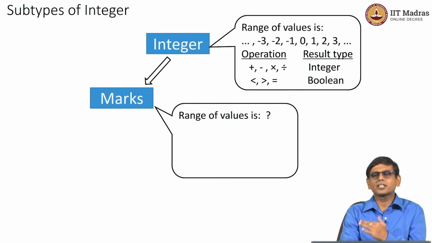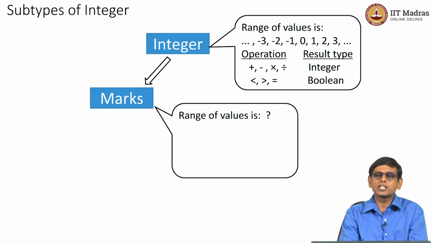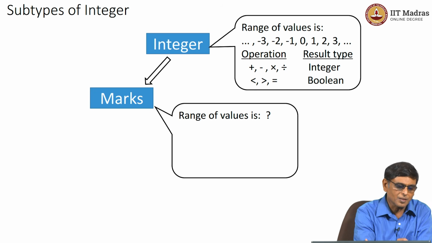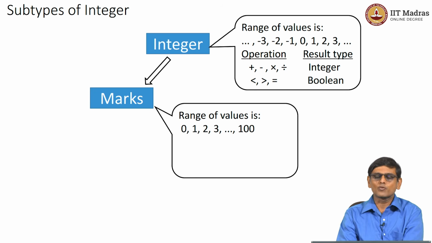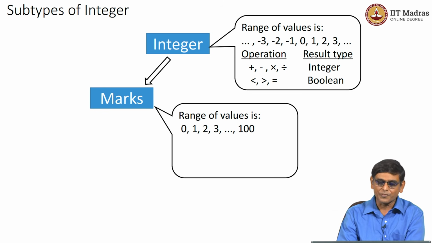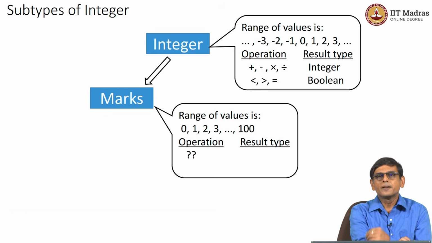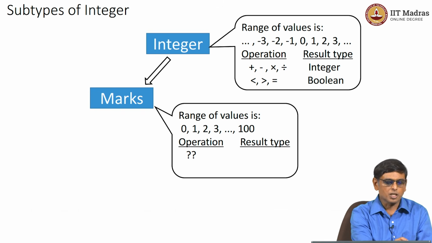So we wanted to restrict the marks to about 100 at least for the physics, maths and chemistry, and for the total maybe we want to keep it to 300, okay, something like that. So we could write, for example, the range of values as 0, 1, 2, 3 up to 100, or if you want we can write 0, 1, 2, 3 up to 300 if we want to keep it up to 300. And the operations, clearly what operations can we allow on this? If you look at the operations on integers, we had plus, minus, multiplication and division, we had comparison. So which of these operations are meaningful?